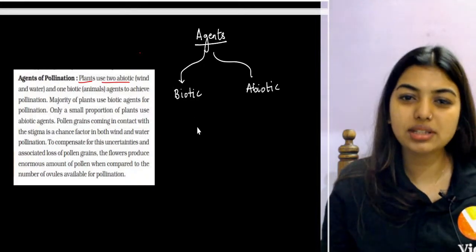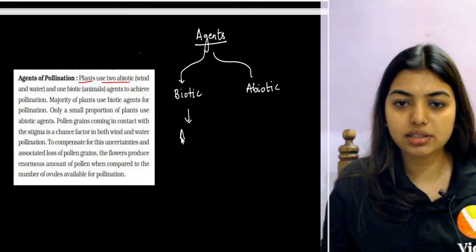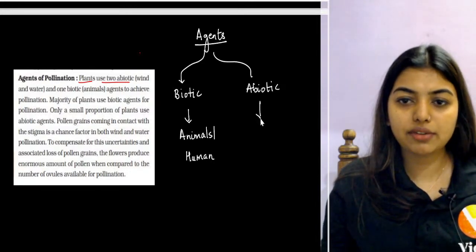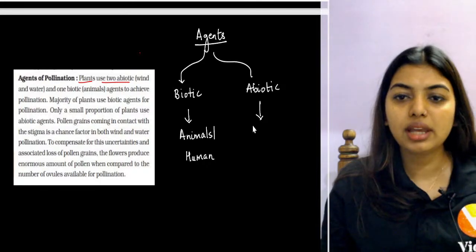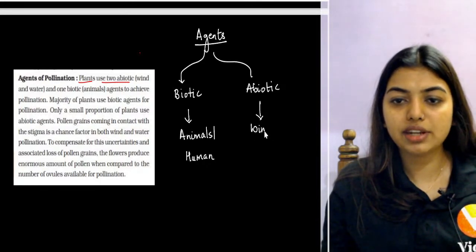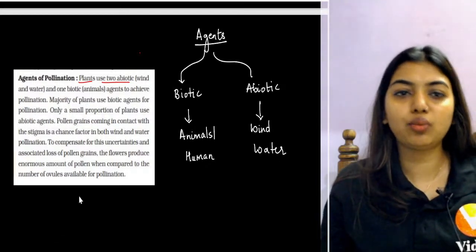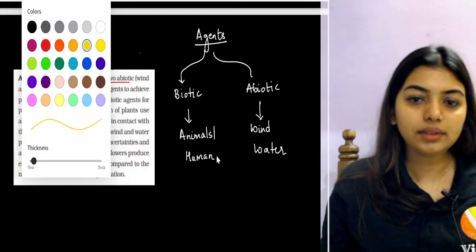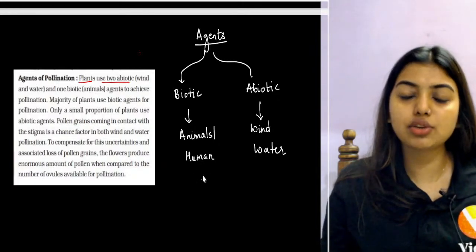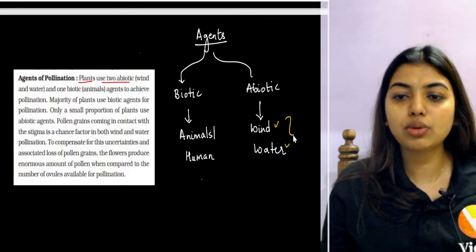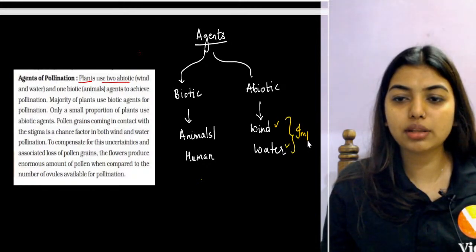Biotic means what, students? Us, animals, humans, all of this. Abiotic factors, again insect and all will come here. Abiotic factor, main ones are wind and water. Understood? Wind and water. Now animals, humans, insects, all of them come here, but among these, wind and water are the most important ones.